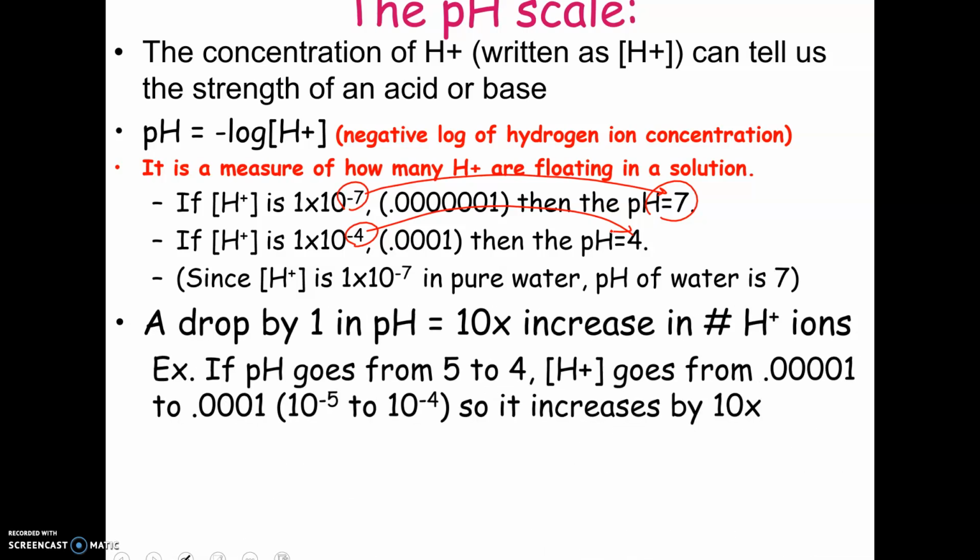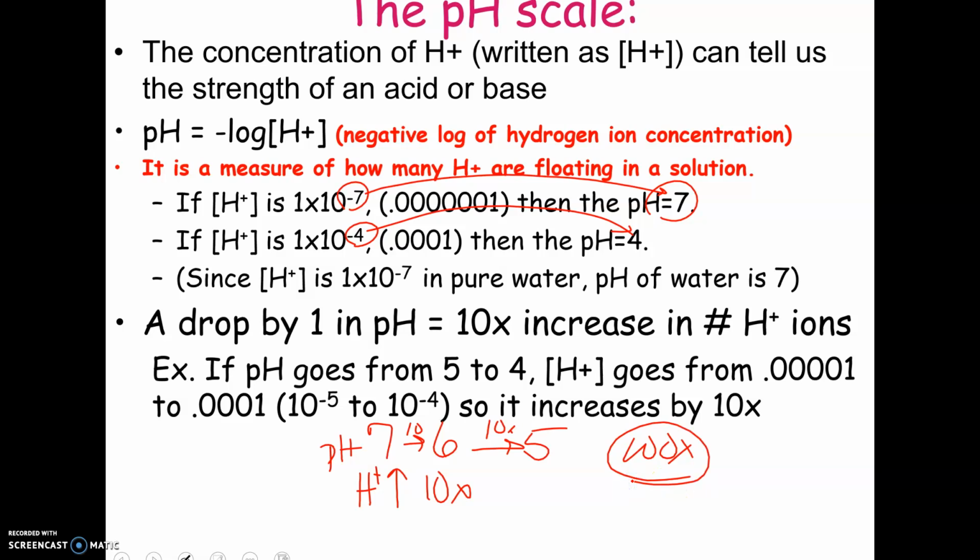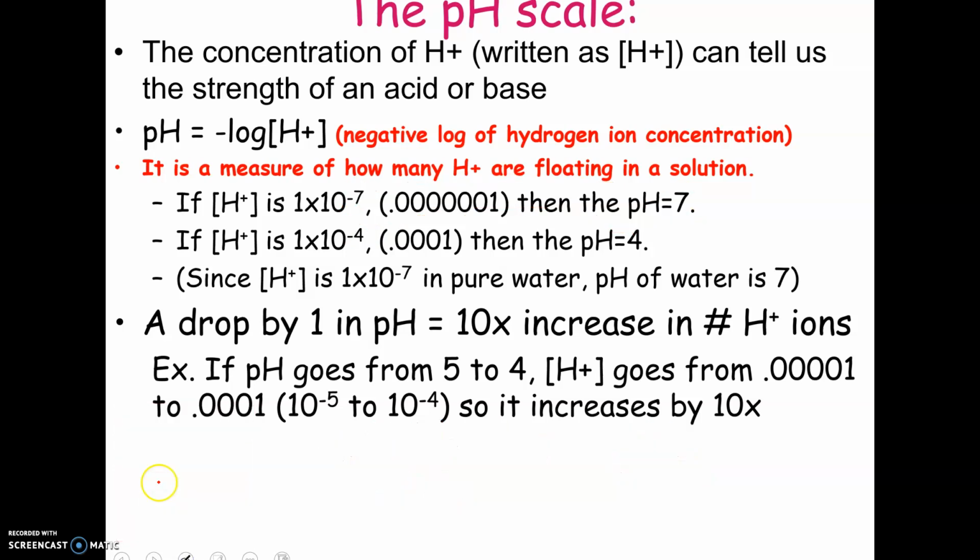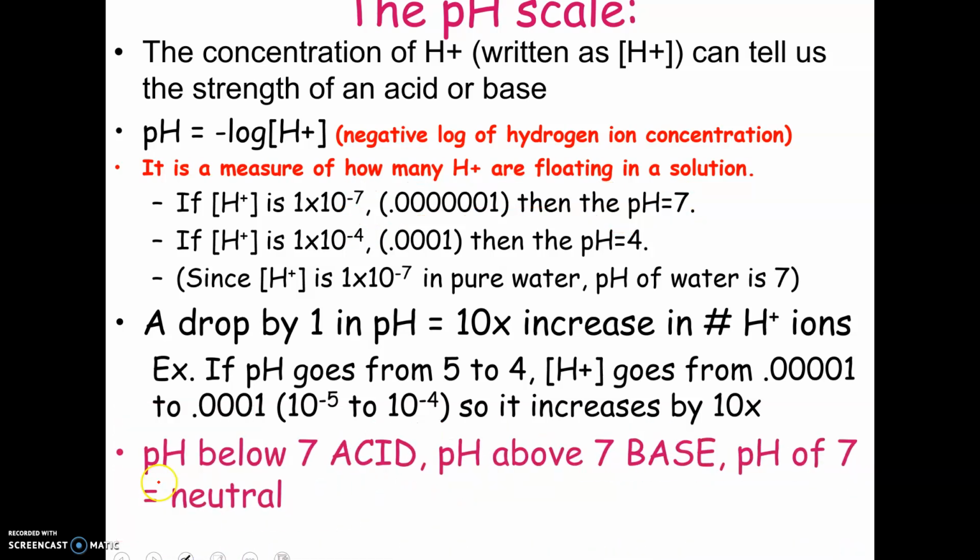Here's the important thing though. As the pH goes down by 1, the hydrogen concentration goes up 10 times. So if I go from pH 7 to pH 6, the hydrogen concentration goes up 10 times. If I go from 7 to 5, the hydrogen concentration goes up 10 times, times another 10 times, 100 times. You multiply. So the number of jumps in pH is going to be 10 times 10 times 10 for each one of those jumps. Below 7 is acid, and above 7 is a base. 7 is neutral.